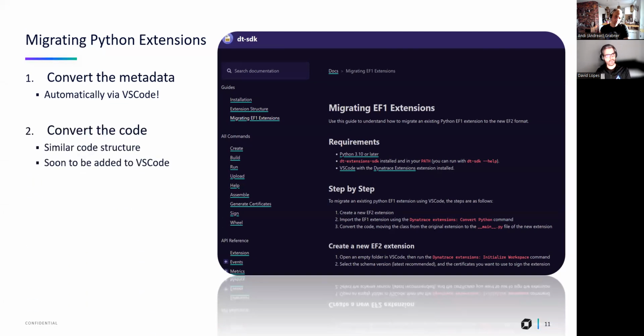Two, we convert the code. So the code structure, like I mentioned before, is quite similar. And we are adding to VS Code some things that will automatically migrate some of the code. We cannot do everything on the code, but we can help you get started by automatically migrating several portions of the code. And then the screens and the topology, making the extension look nice, that is optional, right? That's something you can add later, but it is very nice to have: the unified analysis screens and the relationships between the different entities that your extension might have.